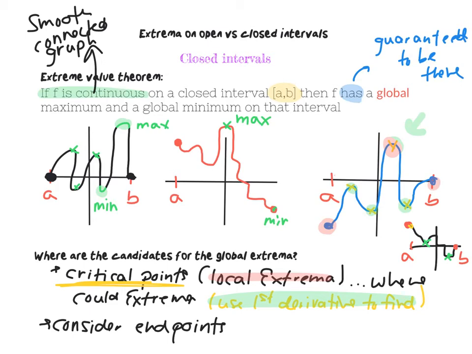So I do want to consider not only the critical points that would come from the first derivative, so those would be candidates for maximums and minimums, but then also just to compare them to where the function started and ended, in other words, the endpoints of that function.